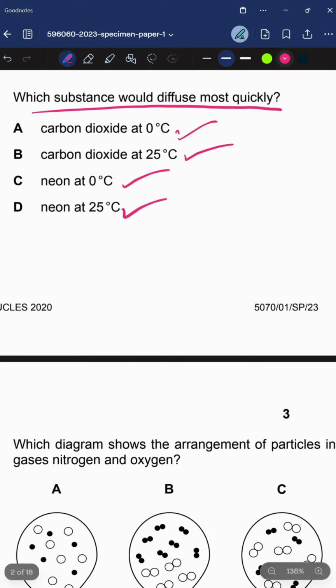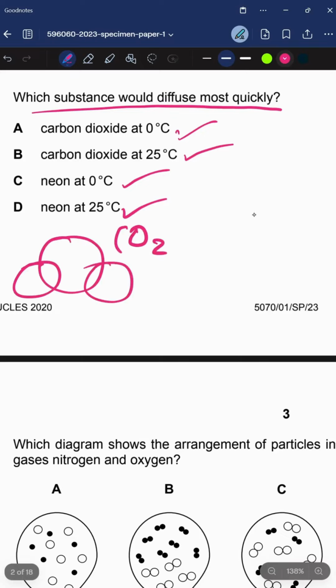First of all, let's understand carbon dioxide, which has the formula CO2, and this is neon, an inert gas whose molecule is just a single atom, right? So this is neon, this is carbon, this is oxygen. So the carbon dioxide molecule looks like CO2, and neon is just one atom of neon.